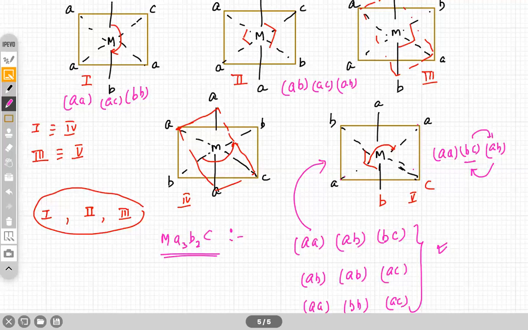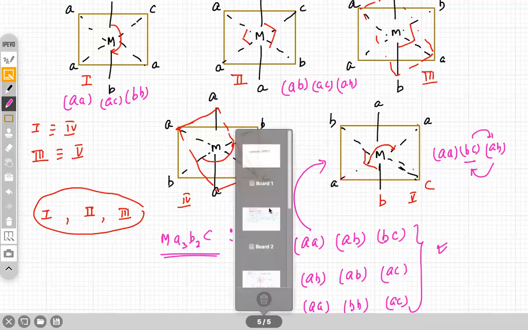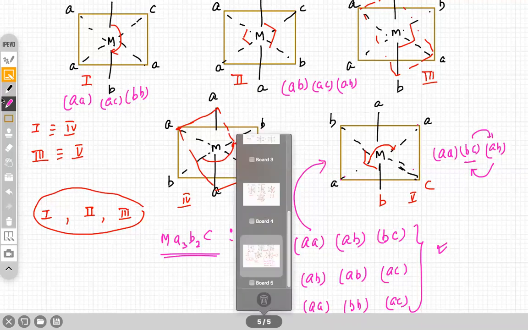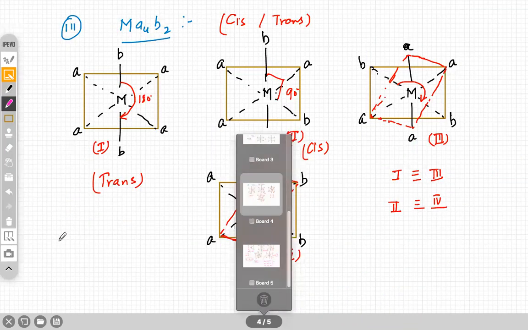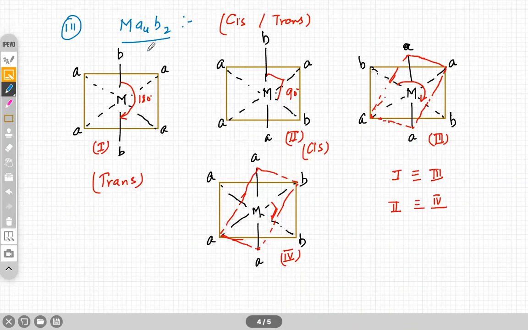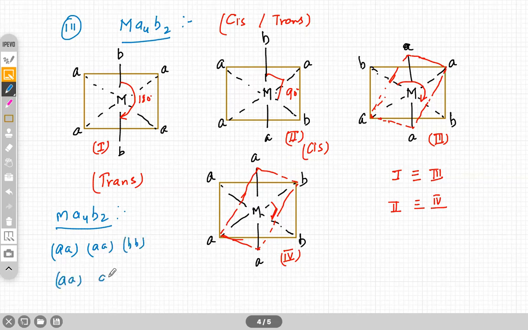If you go back and do it for the other molecules, that is also fine. You see for this one, A4 and B2. Consider this. So what can we write? We can write AA, again we can write AA, and we can write BB. Then AA, AB, AB. This is another isomer. So these are the two isomers possible here. You can see we won't get any third possibility like this.